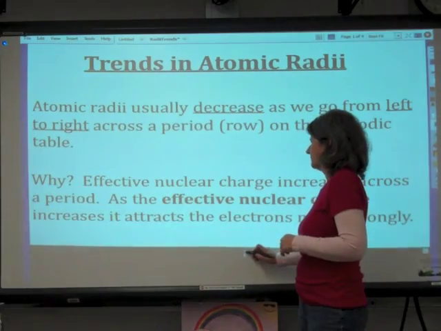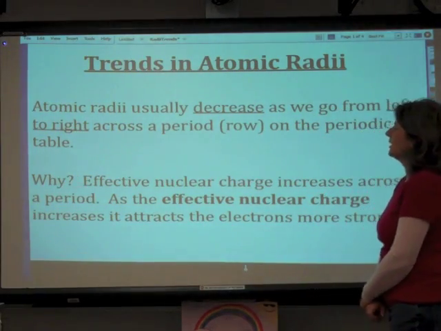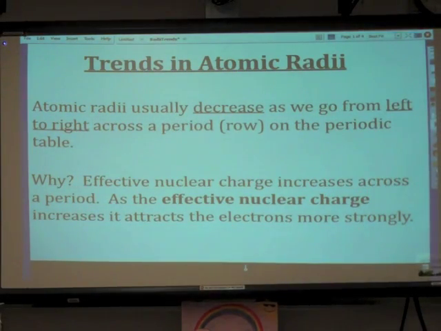Well, because of something called effective nuclear charge. So effective nuclear charge increases across a period. And as the effective nuclear charge increases, it attracts the electrons to the nucleus more strongly, meaning that it will tighten up the radius of the atom. Everything moves closer in towards the nucleus of the atom.